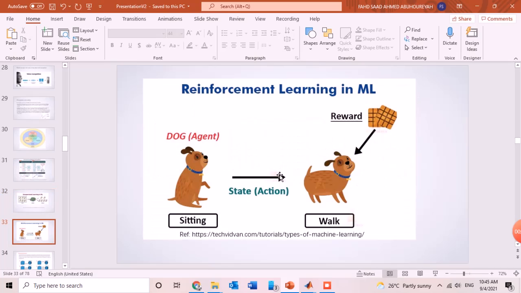Furthermore, our interest in this project is reinforcement learning. Reinforcement learning is the ability of the model to learn from scratch.